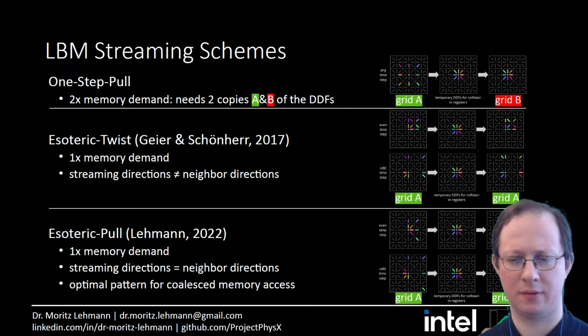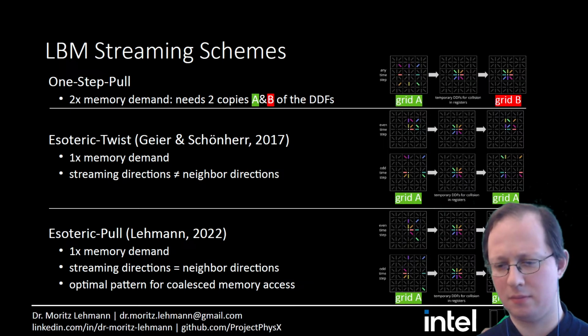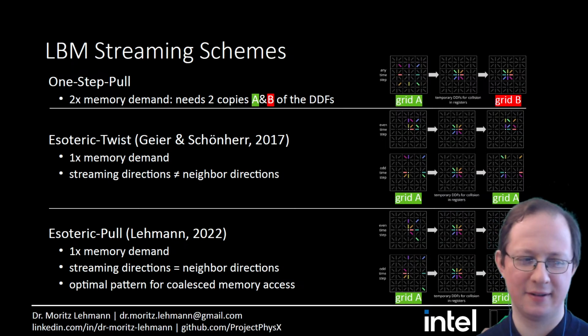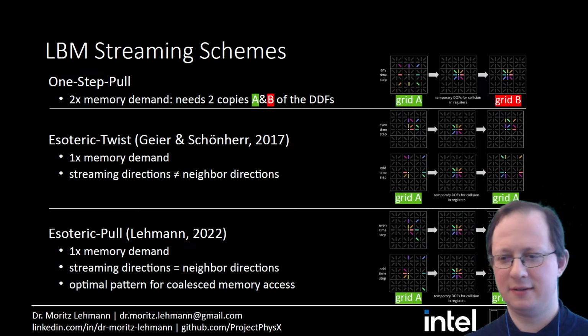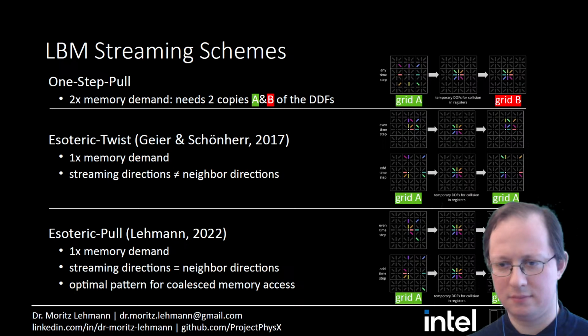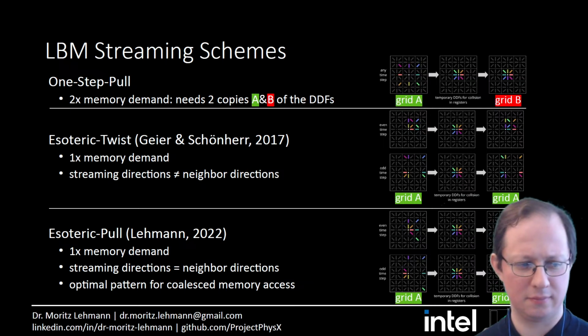And the pattern is different for even and odd time steps, but within each time step, it loads and stores in the very same locations, but with swapped numbers. The trouble with this is that it is difficult to implement. And by implementing esoteric twist myself, I found out by accident there's a way to do it in a much simpler way, and that is the esoteric pull scheme at the bottom.